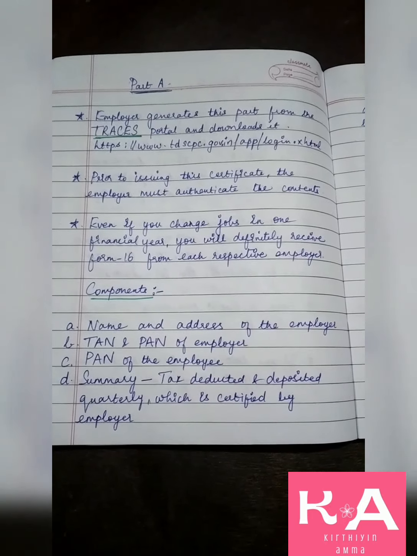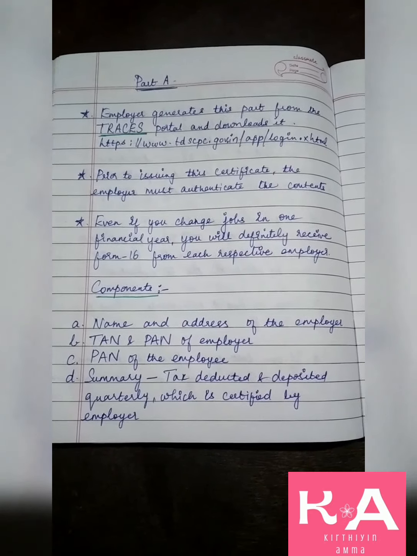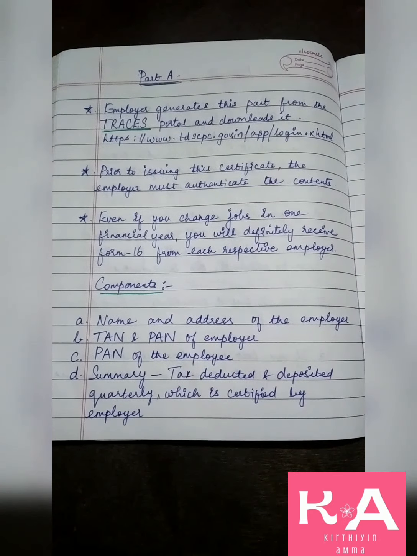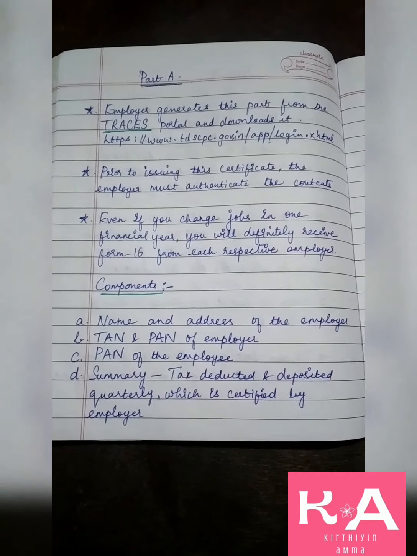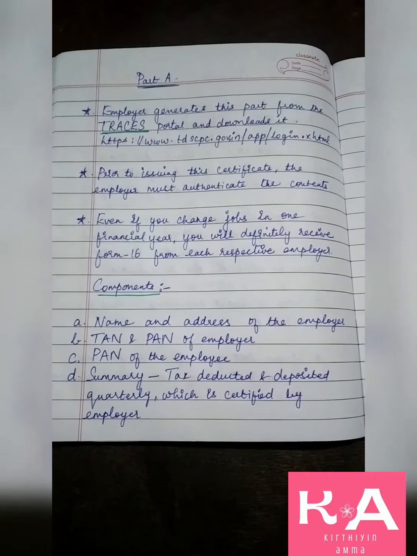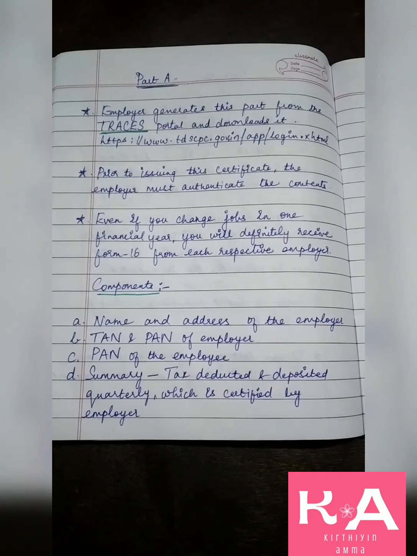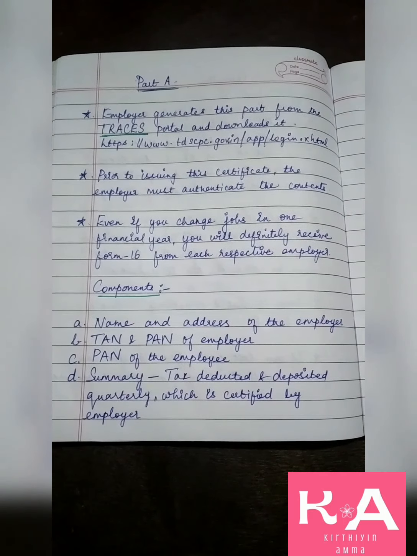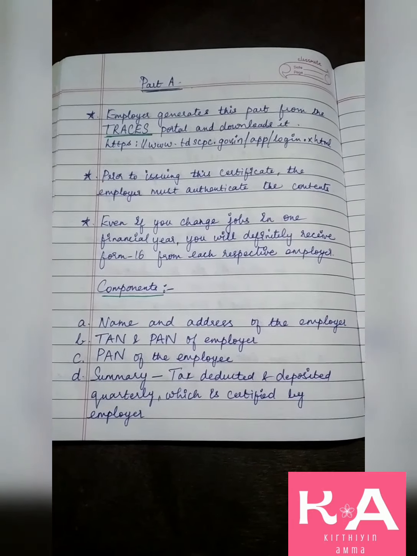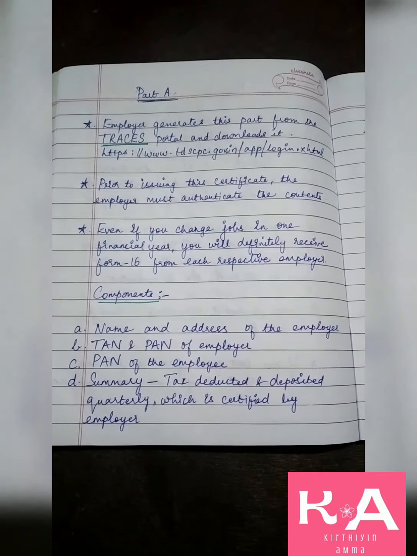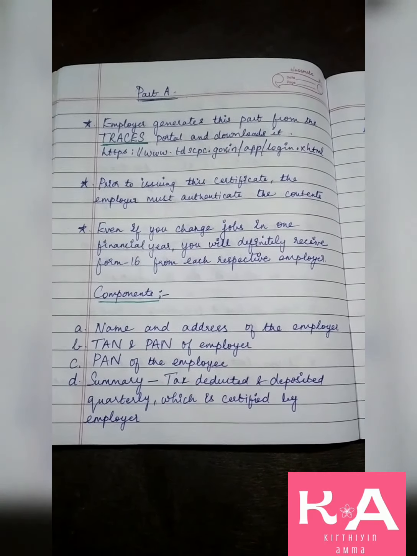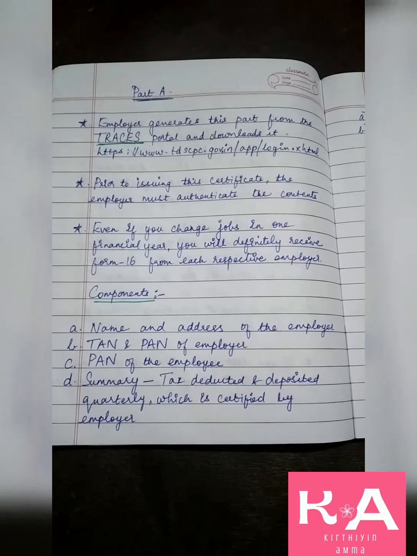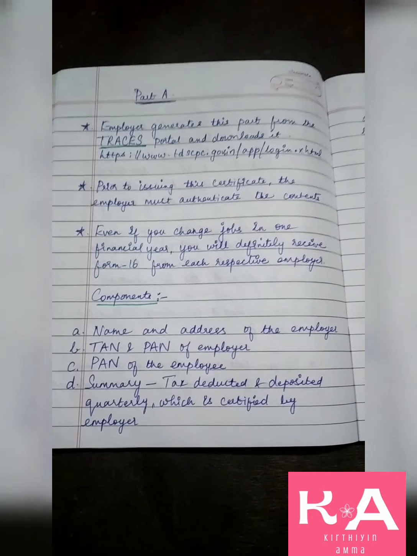You will have the name and address of the employer. You will have TAN and PAN of the employer. You will have PAN of the employee. And you will also have the summary of the tax deducted and deposited quarterly, that is every 3 months, which is certified by the employer. Usually there are 4 quarters in a year. So for each quarter, how much tax is deducted and deposited will be shown in this part.